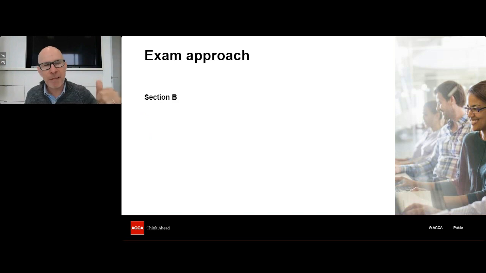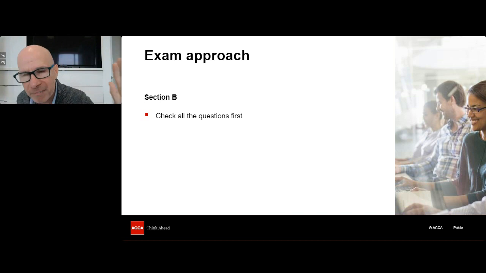Lastly, you go to section B, and you treat each scenario as a separate mini project. 17 minutes per project. Okay? Quick scan of all of them. You do the easiest scenario first. You judge the difficulty by the topic that you see. Your learning curve jumps out. Budgeting jumps out. Okay? Transfer pricing jumps out.